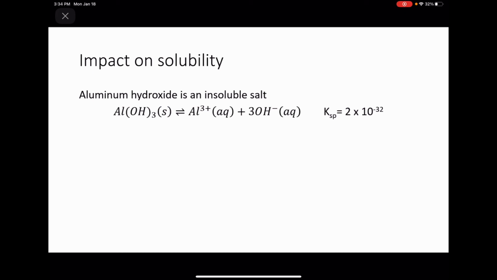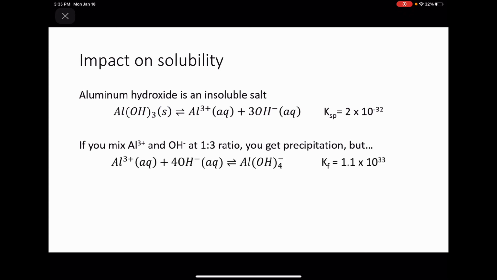It's 2 times 10 to the minus 32, which is pretty much all reactants. So if we were to write this the other way around and say, well, let's do a precipitation. If we want to get rid of aluminum from our solution, for example, if we mixed aluminum and hydroxide at a 1:3 ratio, we'd get a precipitate. The aluminum hydroxide would fall out, we'd get all of it, and we would get our aluminum hydroxide solid out.